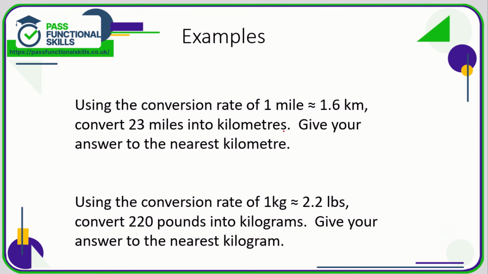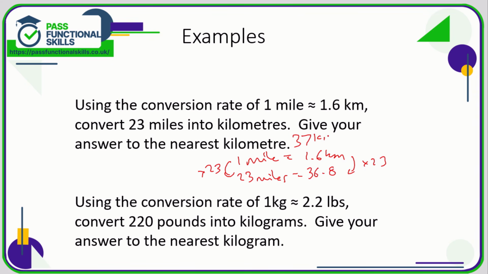With slightly harder ones, well actually this one's not much harder, so here's an example of a question. So 23 miles, we know that 1 mile is 1.6 kilometers, so 23 miles is simply 23 times greater than 1.6. So 23 multiplied by 1.6 comes to a total of 36.8 to the nearest kilometre. Let's call that 37 kilometres.